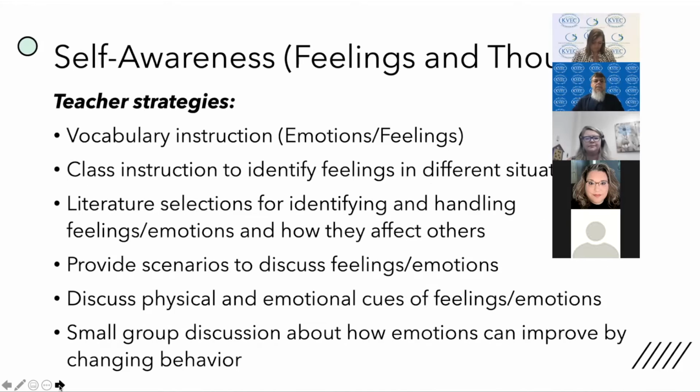So some things that the teacher can do, of course, as I was talking about, is the vocabulary instruction. We have to develop this vocabulary with our young kids, our older kids as well, so that they have the ability or a way to share how they're feeling, what emotions that they're going through. Class instruction to identify feelings in different situations. And then literature selections, a lot of times, books, social stories. These are just some examples.